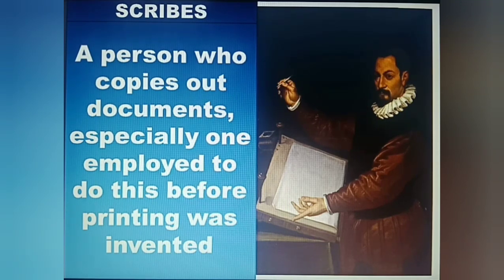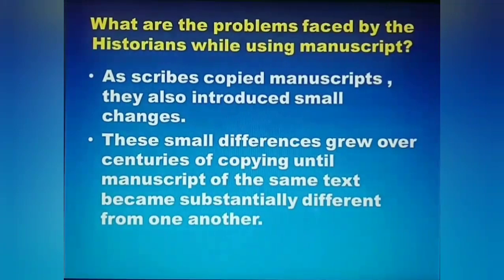If you have ever copied a friend's homework, you would know that this is not a simple exercise, isn't it? Sometimes you cannot read your friend's handwriting and are forced to guess what is written. As a result, there are small but significant differences in your copy of your friend's work. Similarly, manuscript copying was also this way. So, what are the difficulties historians face while using the manuscript?